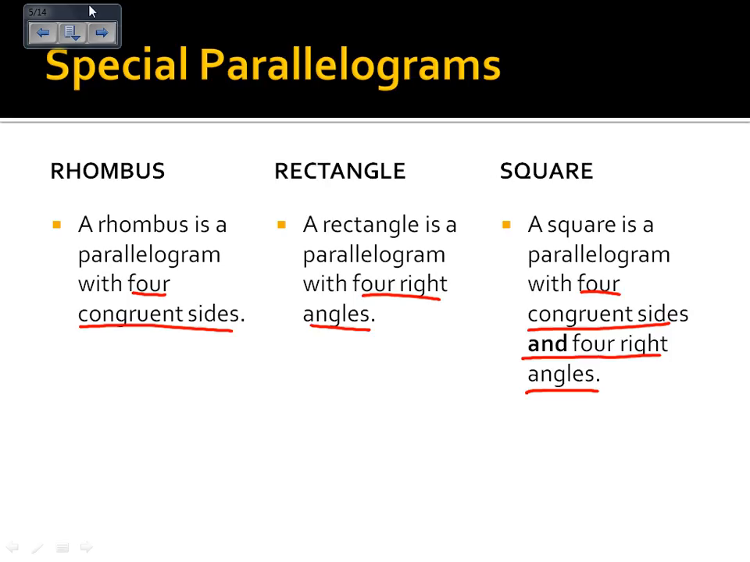A rhombus is a parallelogram that has four congruent sides. A rectangle is a parallelogram with four right angles. And a square is a parallelogram with four congruent sides and four right angles. So notice how the square has both of those properties. Also notice that all of these are also parallelograms. Just because they're called something different, they're also still parallelograms. Just like a terrier is still a dog, we're just being more specific. Okay?